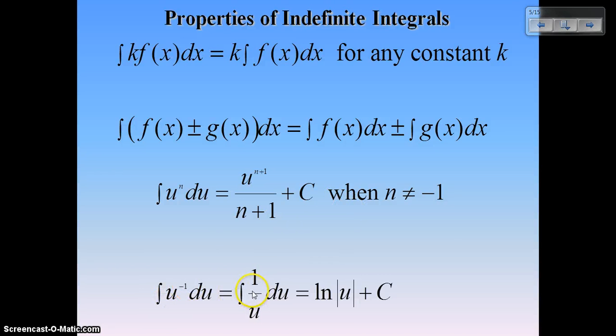U to the negative 1 or 1 over u, same thing. The integral is natural log. Makes sense. Antiderivative of 1 over u is natural log u. Note the absolute value bars. Those are very important, especially when it comes to doing definite integrals. You cannot take the natural log of a negative. That's why we throw those absolute value bars in.